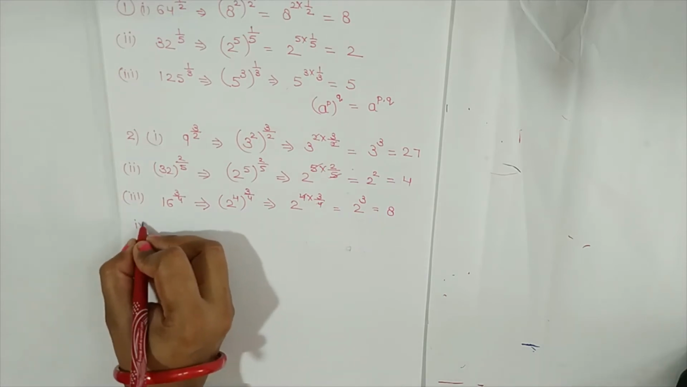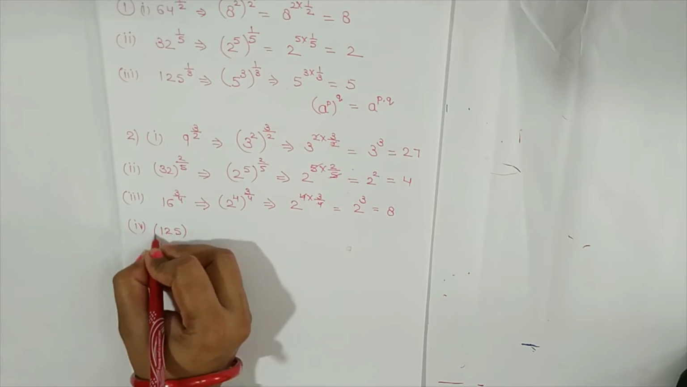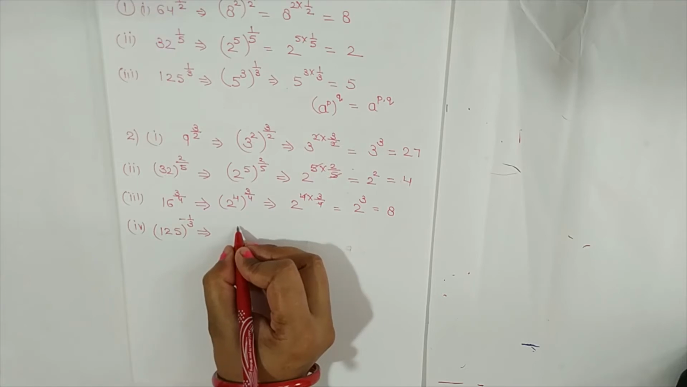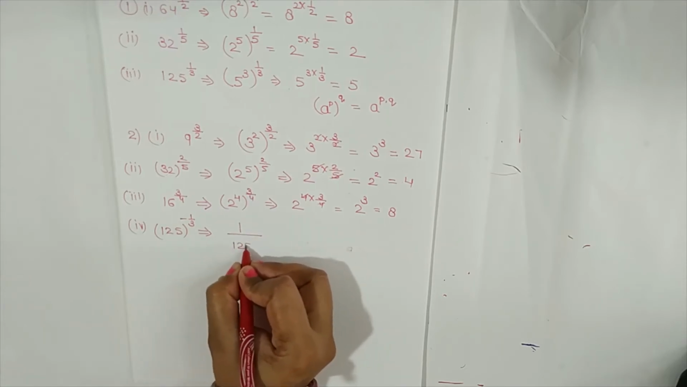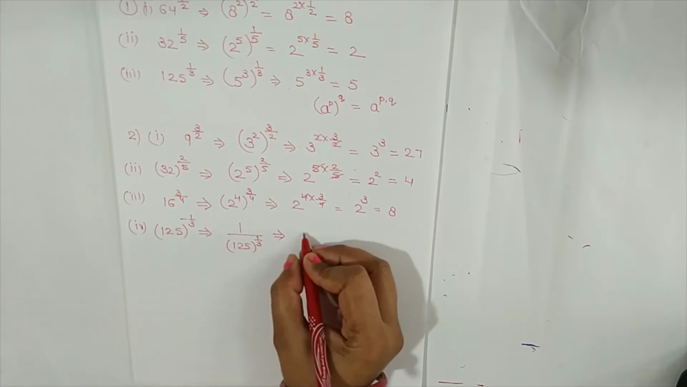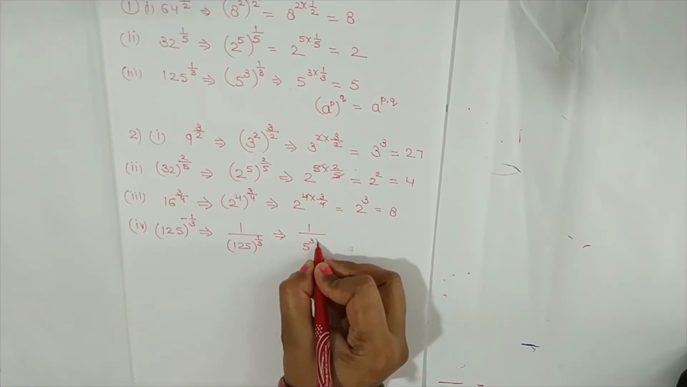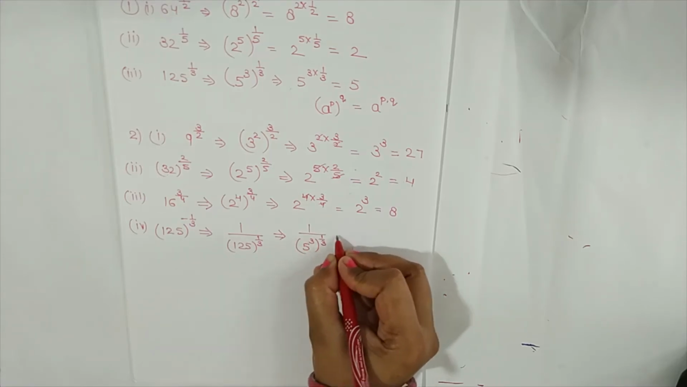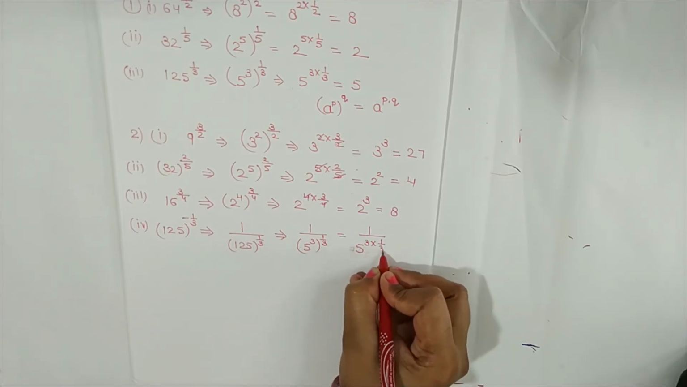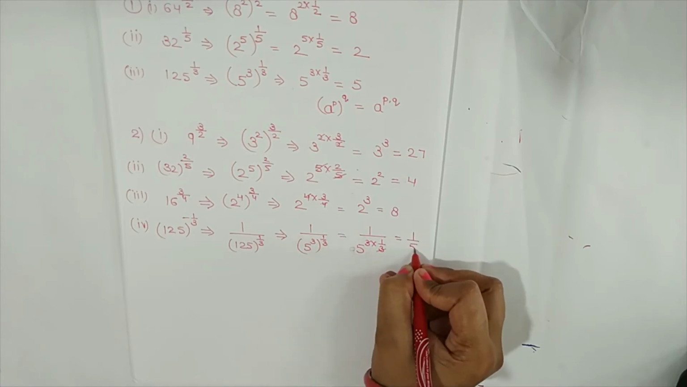Now the fourth part, 125 to the power minus 1 upon 3. It means it can be written as 1 upon 125 to the power 1 upon 3. Now you have to solve it. So it becomes 1 upon 5 to the power 3, the whole power 1 upon 3. Can be written as 5 to the power 3 multiplied by 1 by 3. So 3 and 3 cancel. So the remaining is 1 upon 5.